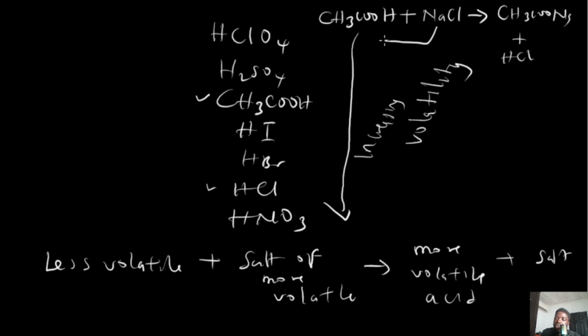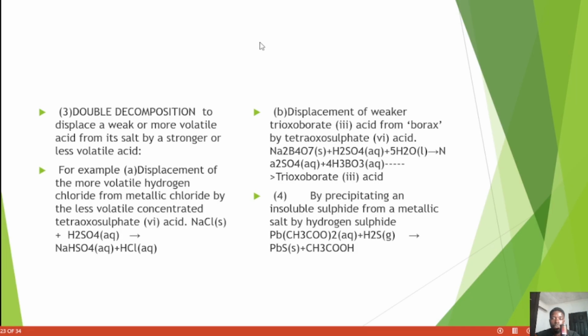Note that in this reaction, Na will have to come here while hydrogen has to combine with Cl, and when that happens, this is going to occur. The reason this is occurring is not because ethanoic acid is stronger. It is occurring because when you are dealing with ethanoic acid, you consider volatility instead. With that said, looking at the slide, the implication is that whenever you are dealing with double decomposition, to displace a weak or more volatile acid from its salts, you are supposed to use a stronger or less volatile acid. So I said that if you are dealing with ethanoic acid, please consider volatility and not strength.